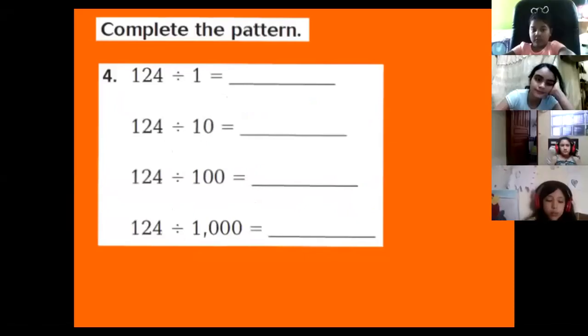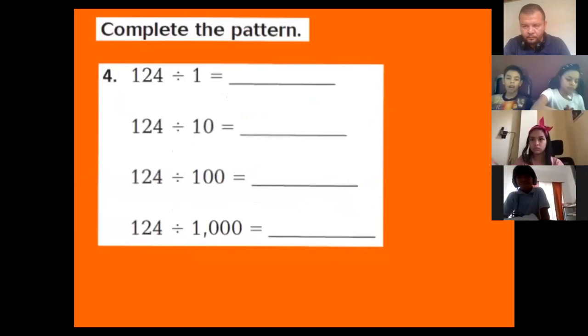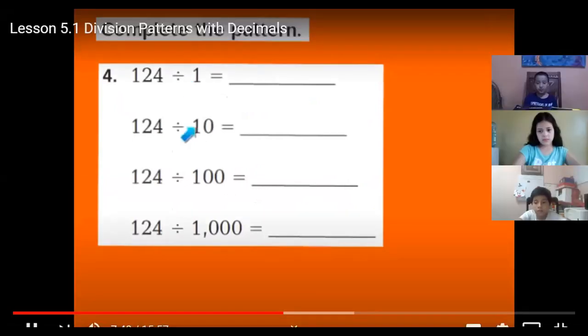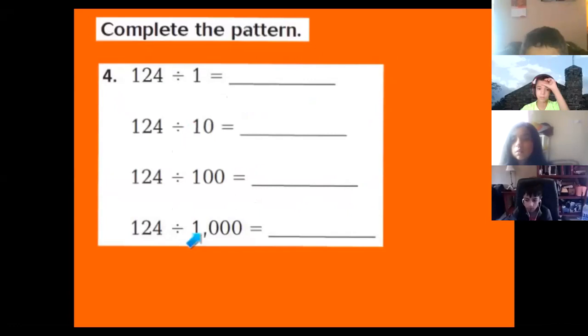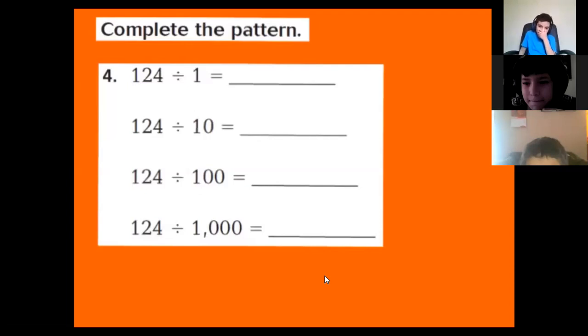When I look at question number 4, what I notice about my pattern is this. My divisors are 1, 10, 100, and 1,000. So this time I'm going to base my pattern on the number of zeros that are in my powers of 10. So let's go ahead and start here.